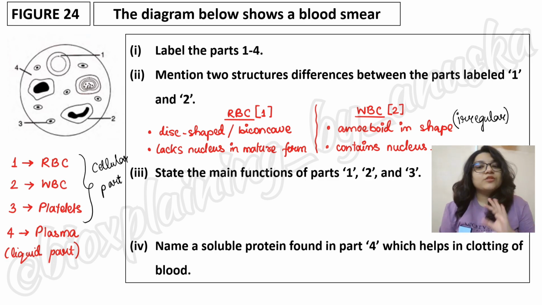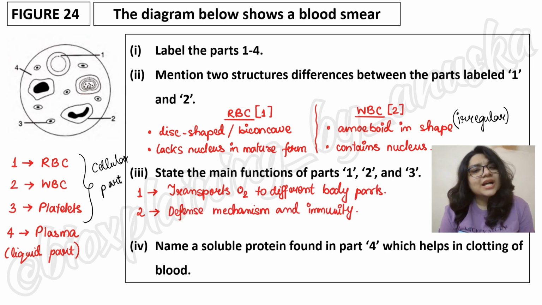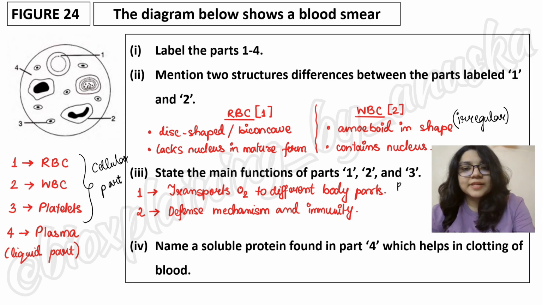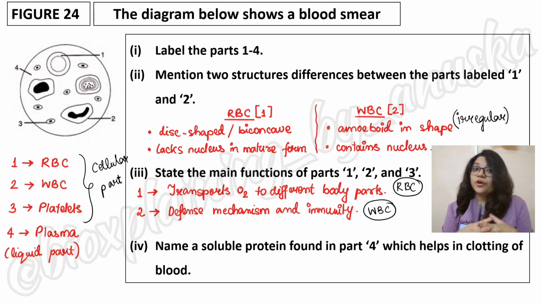Okay, now the functions of 1, 2 and 3. So part number 1, its function is to transport oxygen to different body parts. Part 2, defense mechanism and immunity. See, the RBC function we have just now seen, right? And then you have the WBC function, that is it will fight infections and foreign substances, produce antibodies and all that. So defense mechanism and provide immunity to the body.